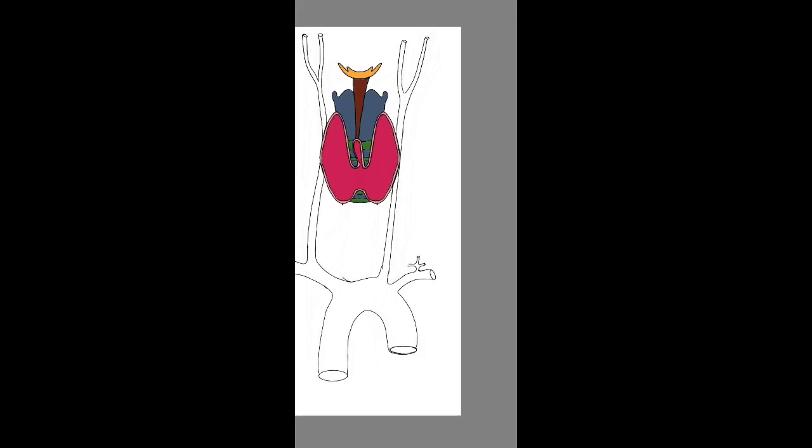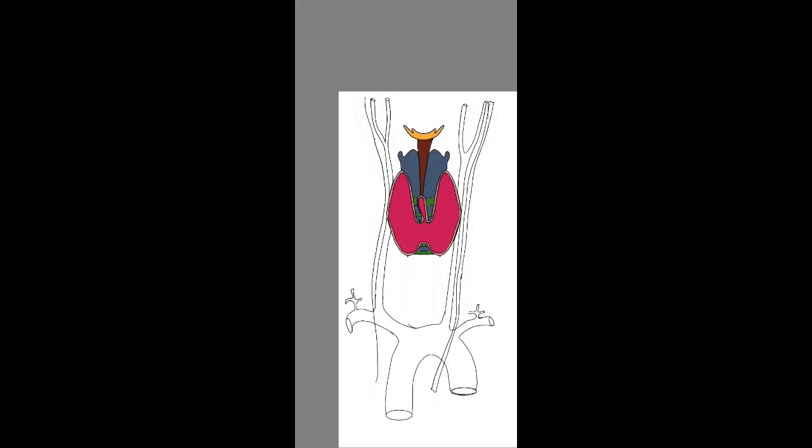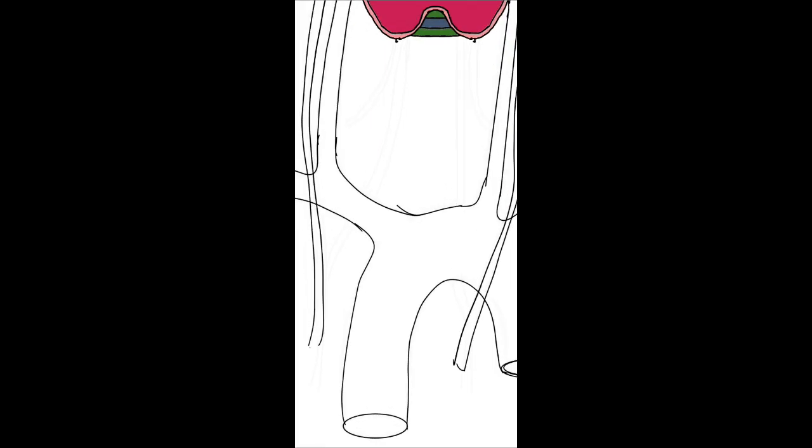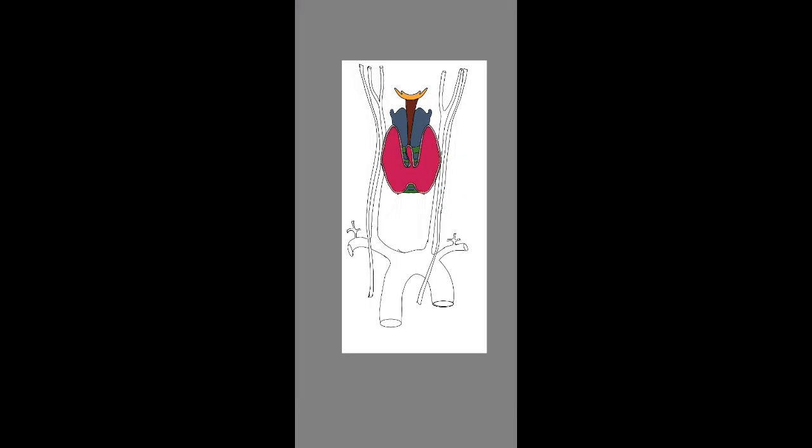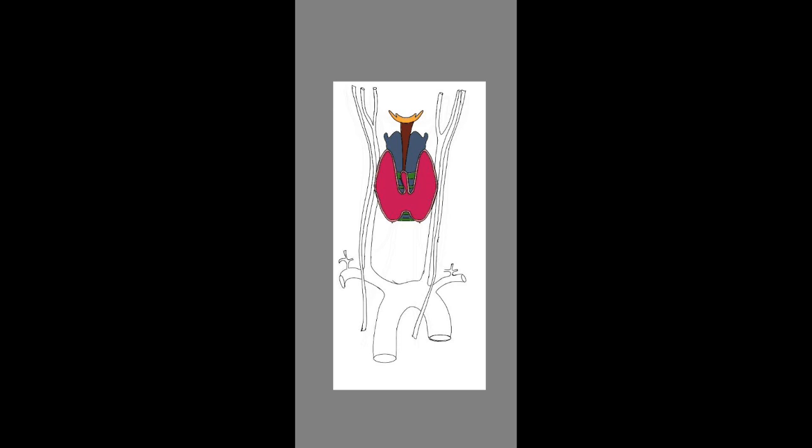Okay, now we will add a nerve which is a relation to these arteries, that is the vagus nerve. Vagus nerve accompanies the common carotid artery. We'll add that on the other side also. So now the stage is set and we are in a position to add the arteries supplying the thyroid gland as such.